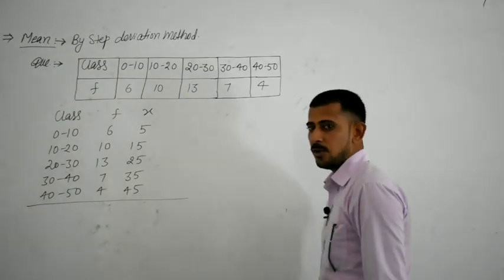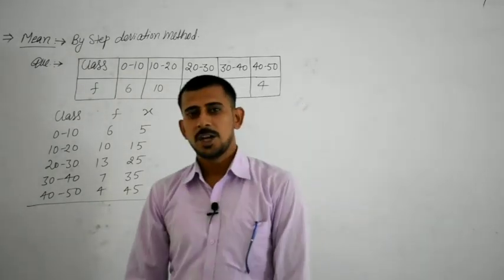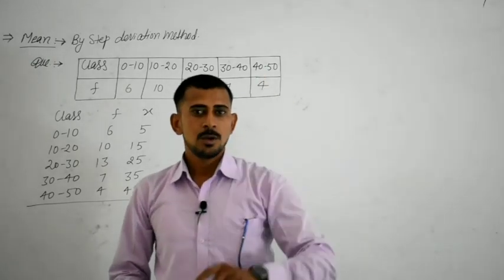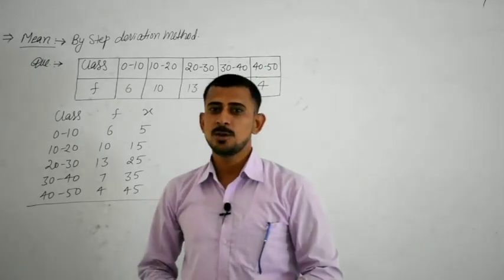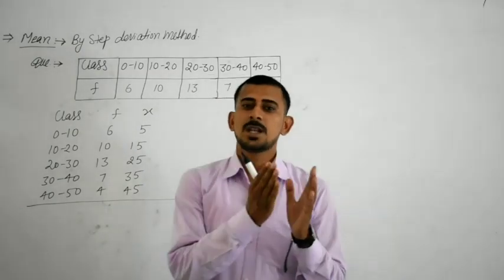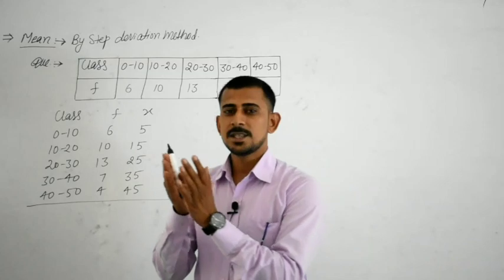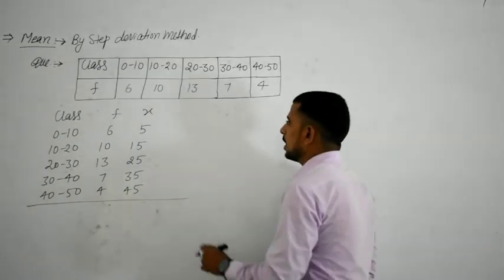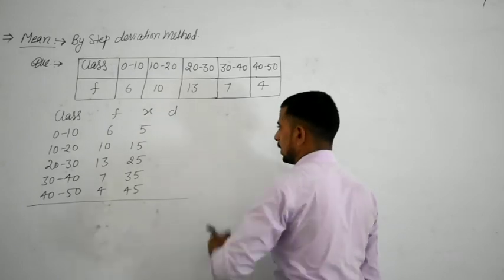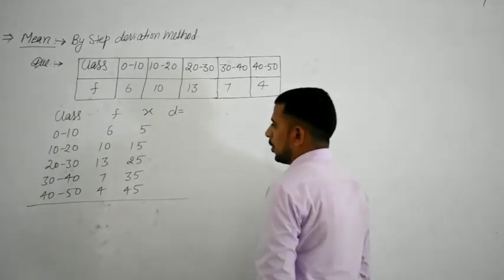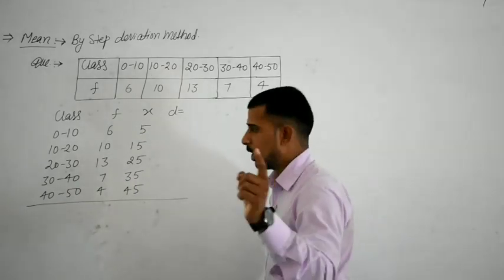Now find the value of deviation D. Deviation D, you also studied in the last part in the assumed mean method. Deviation D is equal to class marks minus assumed mean. Okay, now here first find the value of deviation D. D means xi minus a. A means assumed mean.